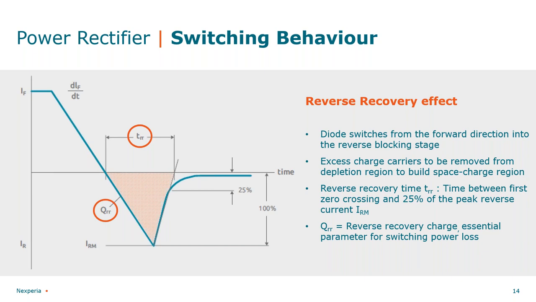And this corresponds to the area below the horizontal line and can be understood as the integral of the current over the TRR. And this is how it usually is defined in the data sheet, but we also have to distinguish between the QRR from the data sheet and the QRR in a real application. And this would be the QRR which arises in a real application. So in case there is a tail current, this additional charge also needs to be switched and therefore needs to be considered in an application environment. And in general, it can be said that the reverse recovery charge is the essential parameter for switching power loss.